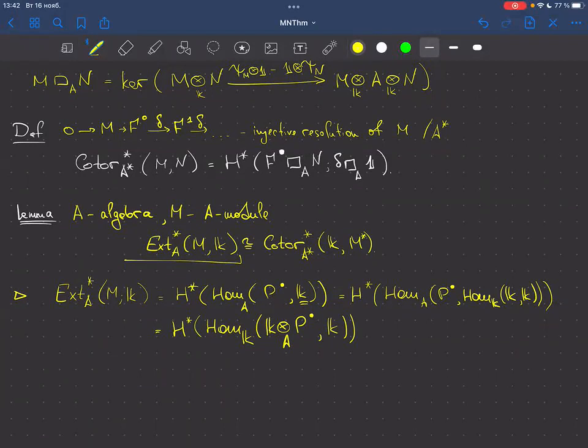Let me check. Yeah, so this is just the standard adjunction between Hom and tensor products. And now I claim that this thing is just cohomology of what? Of the cotensor product over A star of P star.